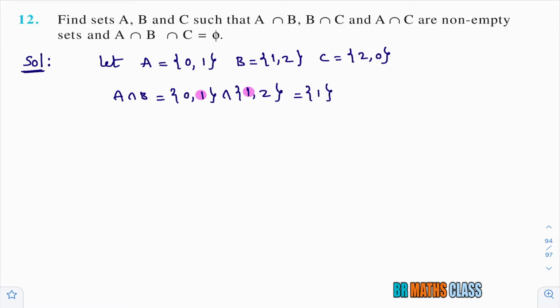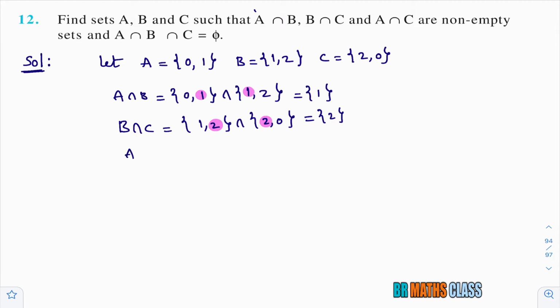In the same way, I'll calculate B intersection C. First, I'll write set B {1, 2} intersection set C {2, 0}. In these two sets, observe which element is common. 2 is common in both. So B intersection C is {2}.